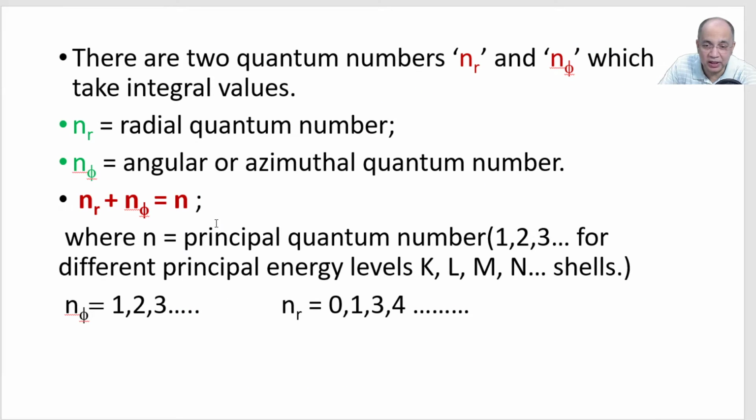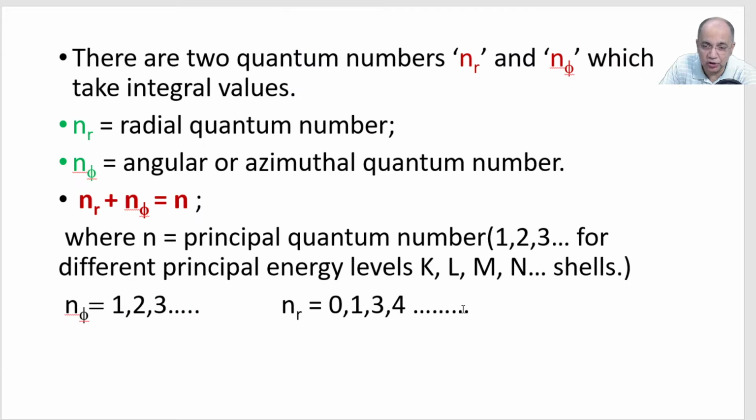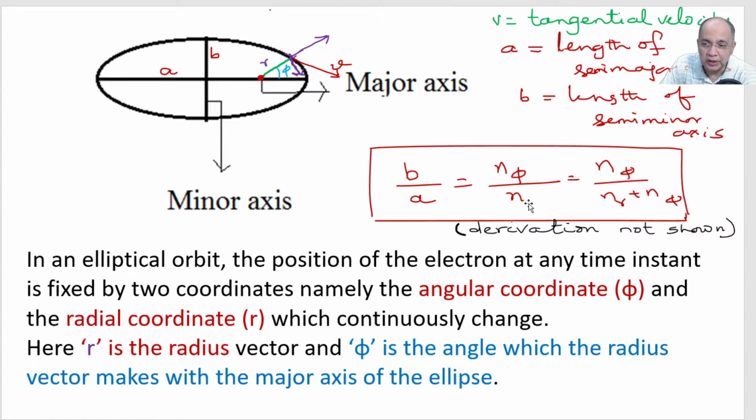N phi is what? There are two quantum numbers I have told you. One is called the angular quantum number or azimuthal quantum number, n phi. The other one is the radial quantum number, that is nr. But the sum of nr and n phi is equal to n. N is the principal quantum number.